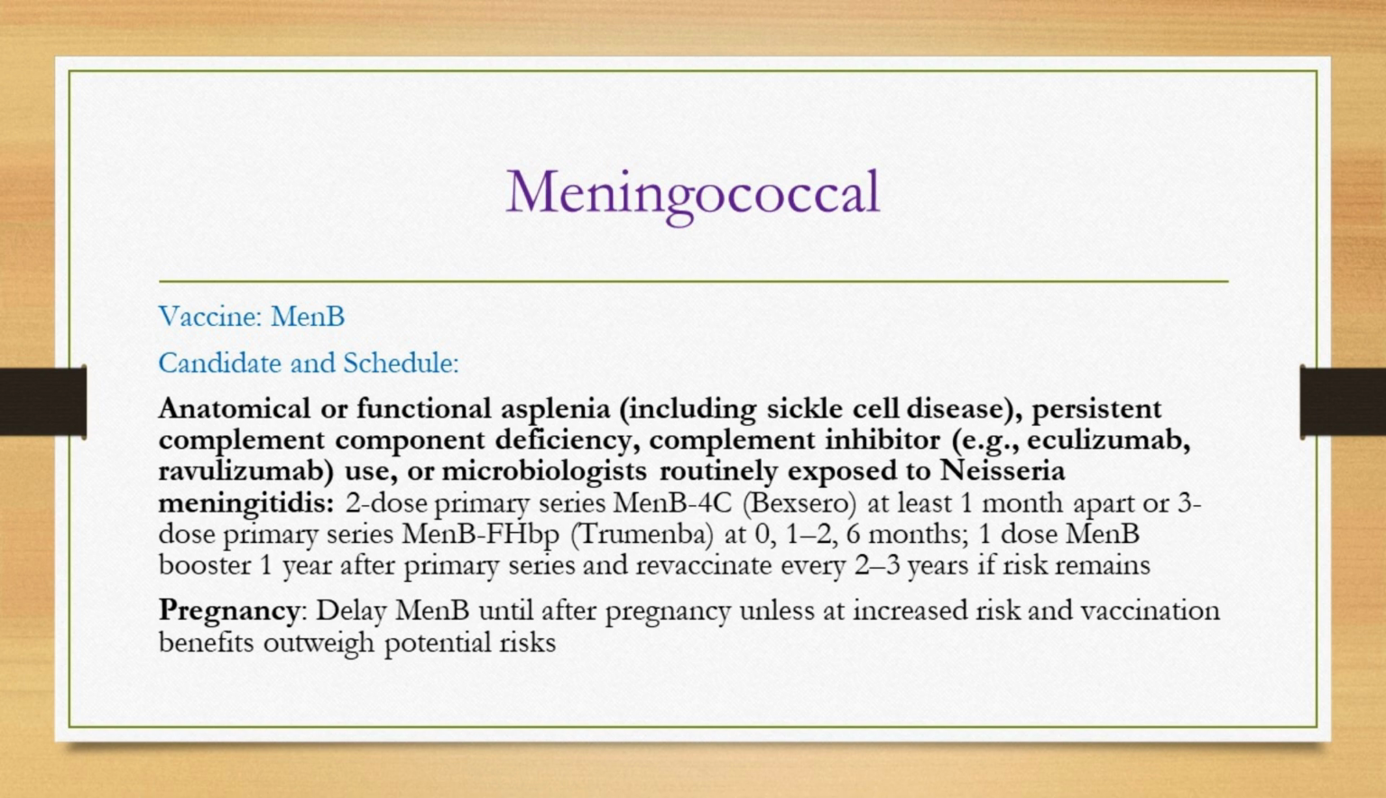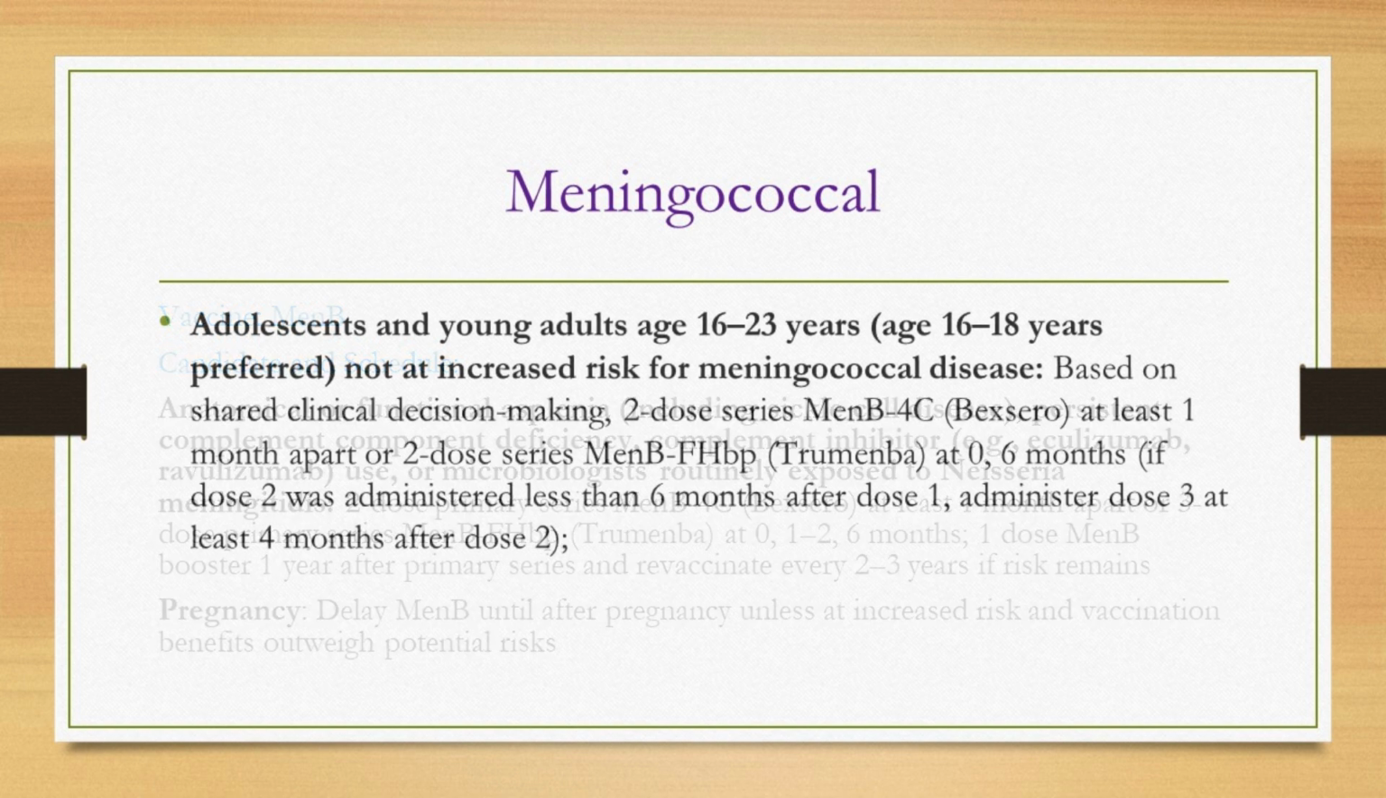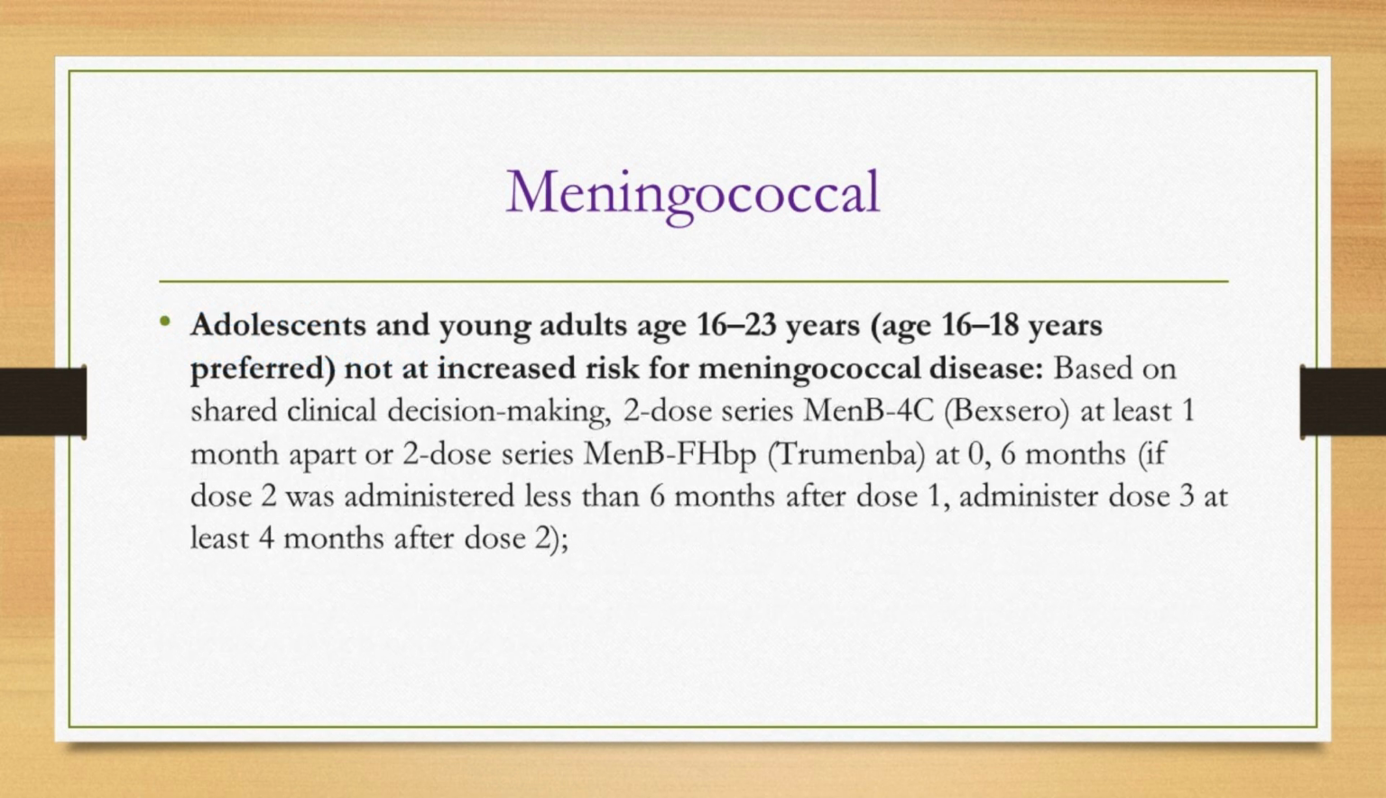Then they are given 1 dose of booster at 1 year after primary series and then revaccinated every 2 to 3 years if risk remains. In case of pregnancy, MenB is usually delayed until after pregnancy unless at increased risk and vaccination benefits outweigh the potential risk for complications. Also, adolescents and young adults at age 16 to 23 years not at increased risk for meningococcal infection, they are usually given this MenB vaccine based on shared clinical decision making.